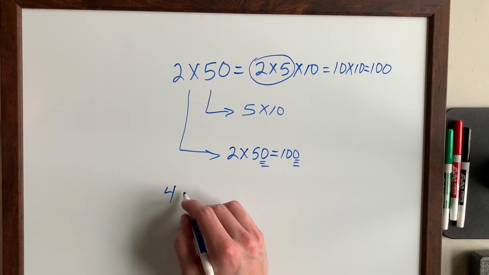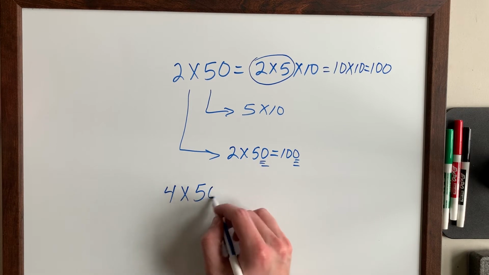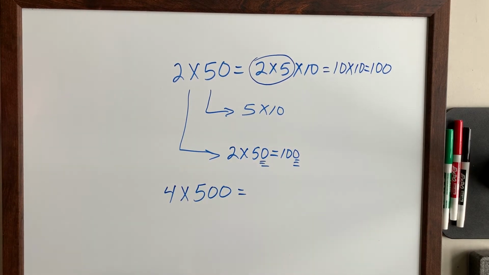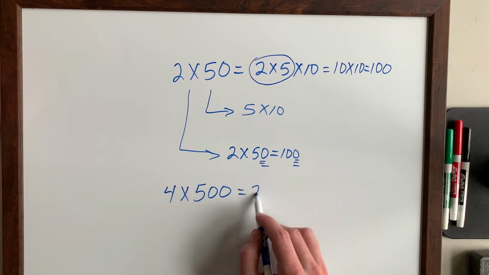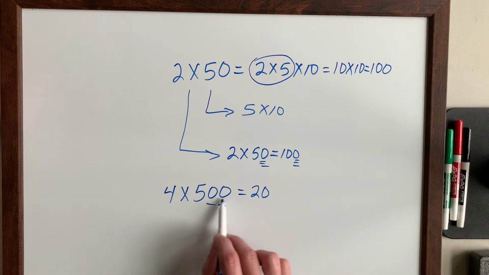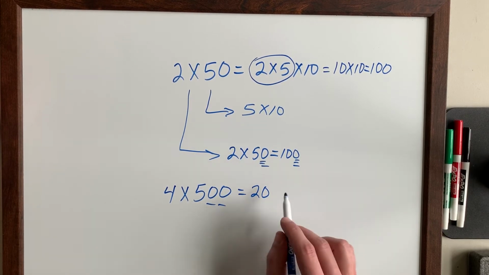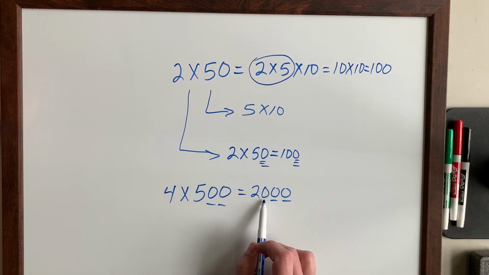Here's another example. 4 times 500. Okay? Well, 4 times 5 is 20. So I'm going to write 20. Then I'm going to go back and say there were 2 zeros on my power of 10, and so I'm going to add 2 more zeros at the end. And here they are. Notice that the answer has 3 zeros.